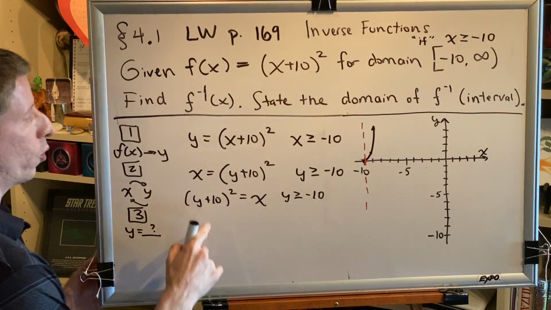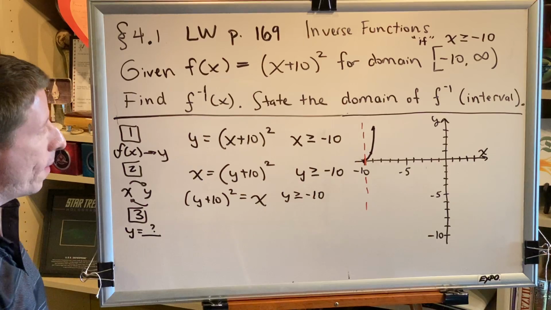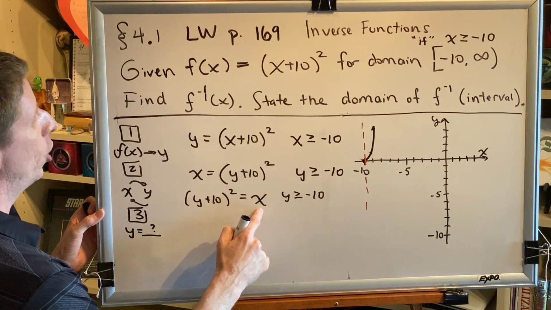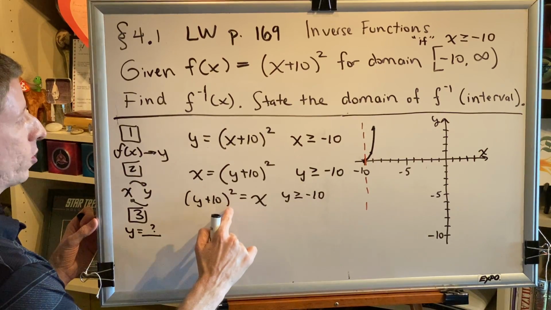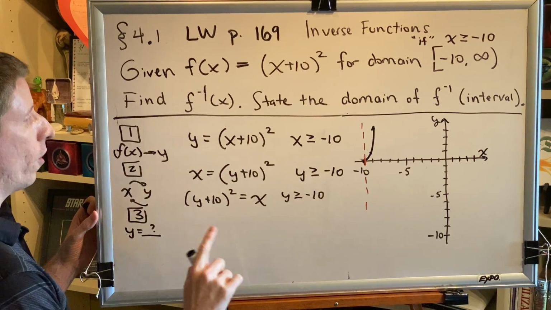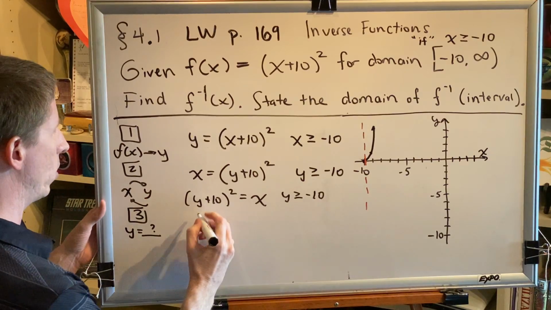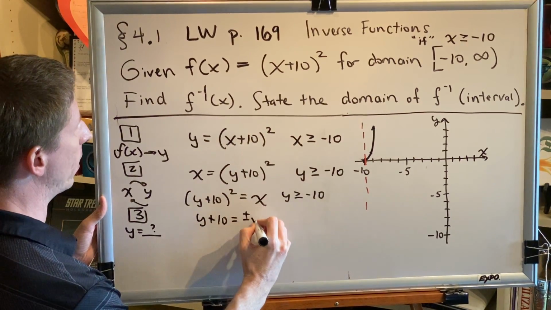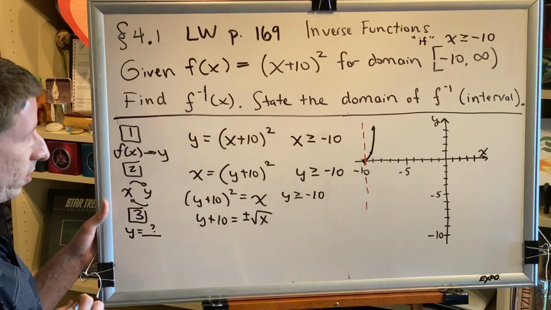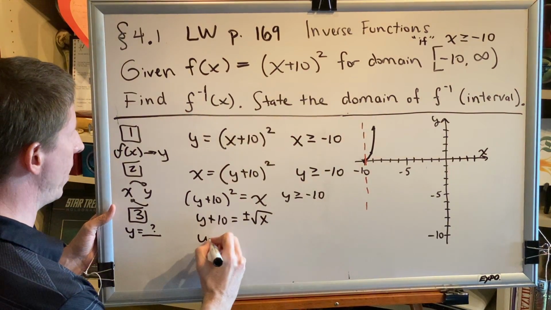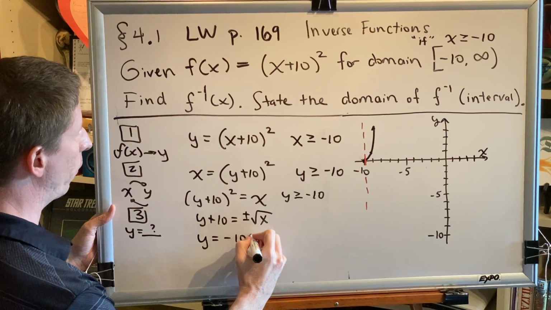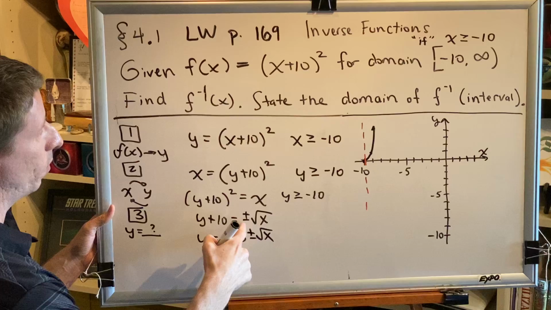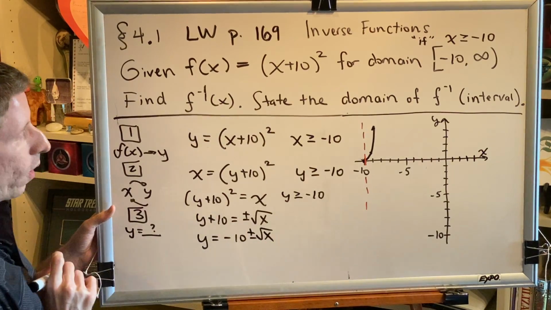And we're going to use the square root property from way, way back at the beginning. When you have something squared equals something, you can, on the left, drop the square in the parentheses, if, on the right, you put plus or minus square root. So we'll have y plus 10 equals plus or minus square root of x. And now by subtracting 10 on both sides, we get y by itself. So y is equal to negative 10 plus or minus square root of x.